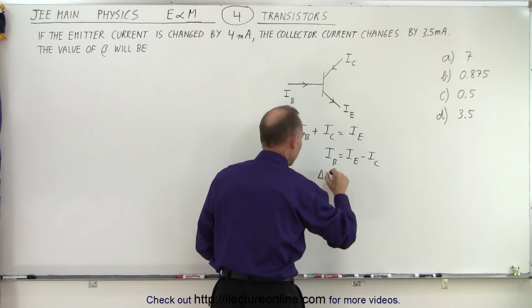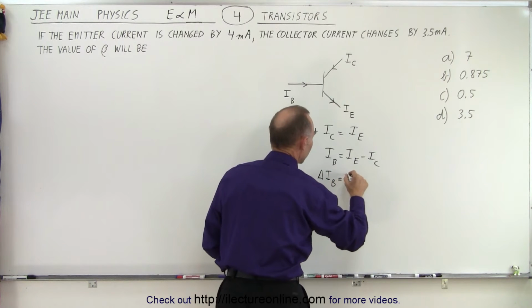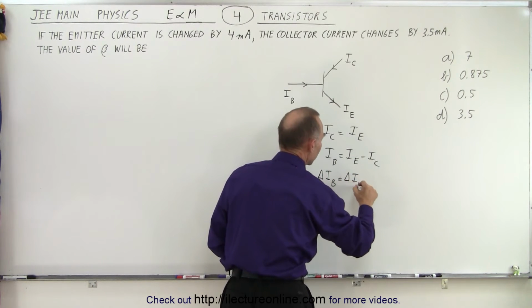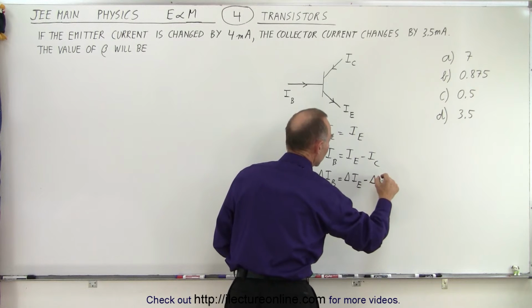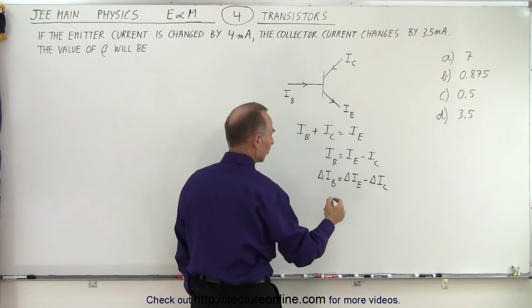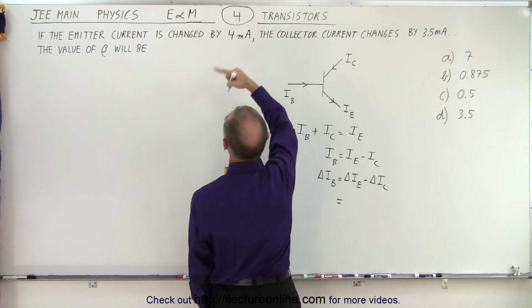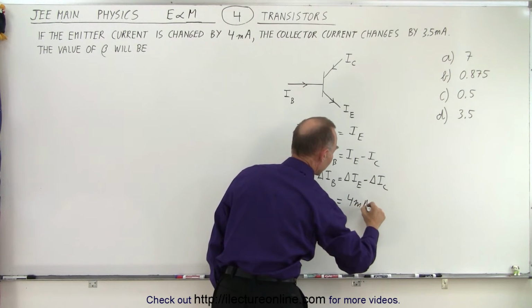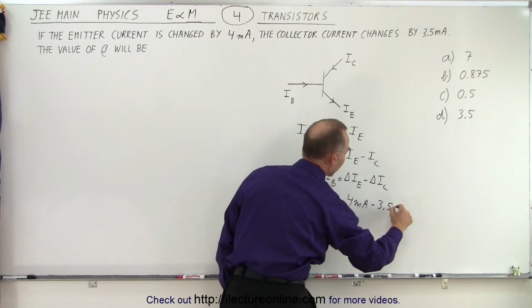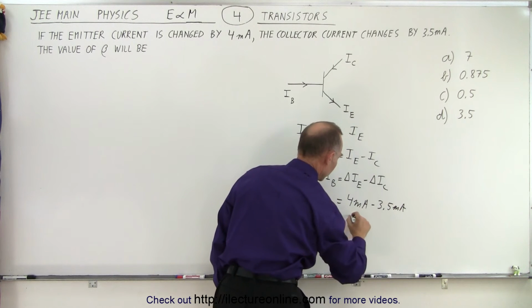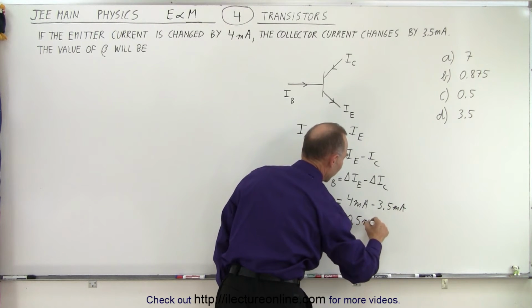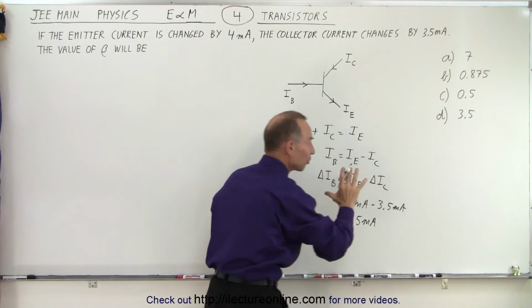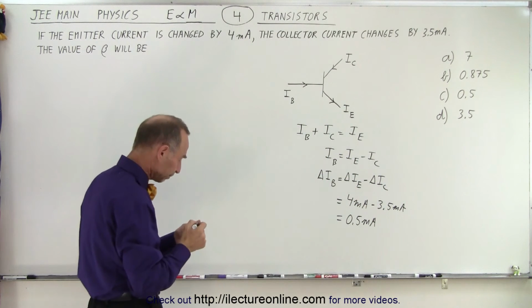So in this case, since we were given the change in these currents, we can then say that the change in the base current must equal the change in the emitter current minus the change in the collector current. So in this case, that is equal to the change in the emitter is 4 milliamps. So 4 milliamps minus 3.5 milliamps, which means we have a change in the base current of 0.5 milliamps. So right away, that's the principle of transistors.